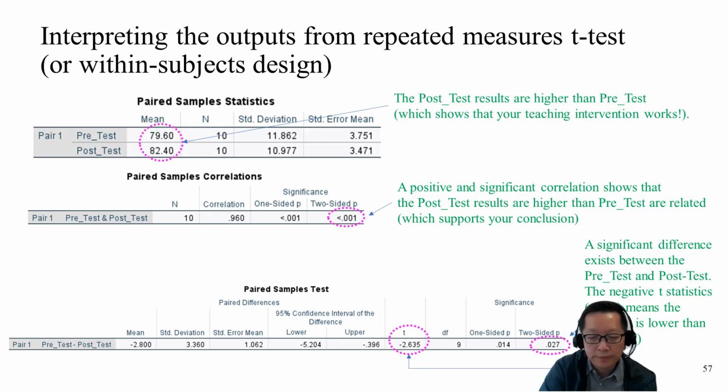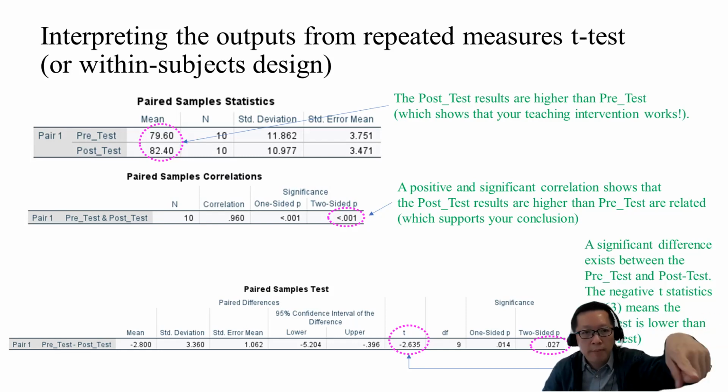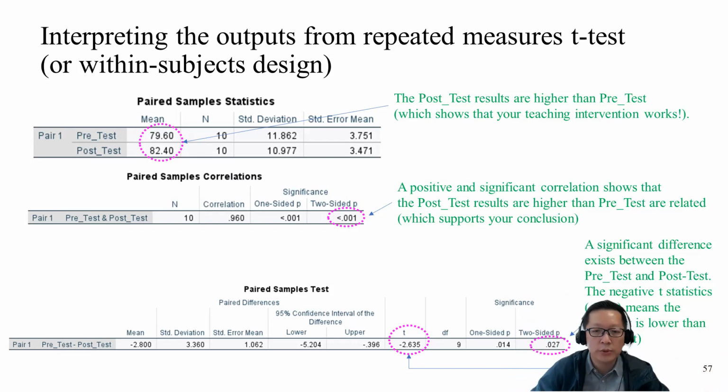Look at the t-value. The t-statistic is negative. So negative means that the pre-test is lower than the post-test, which supports the mean value. The pre is lower than the post-test. And the t is minus 2.635, and the significance is lower than 0.05, which is 0.027.